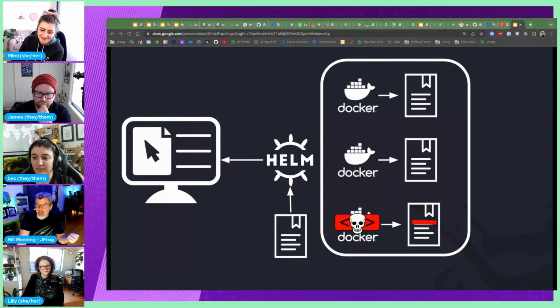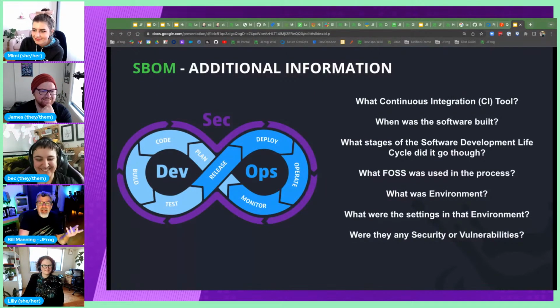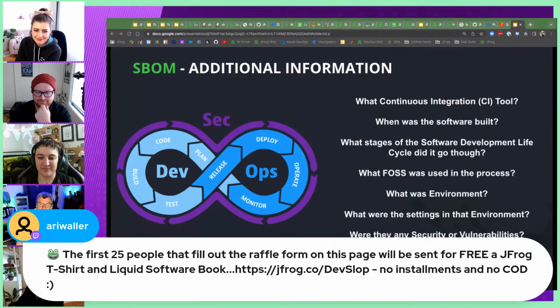Or something malicious. And then at the same time, what other information can you put in? You can put in your CI/CD tooling if you wanted to.